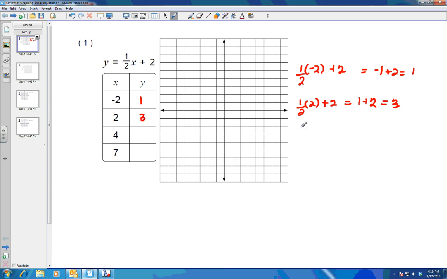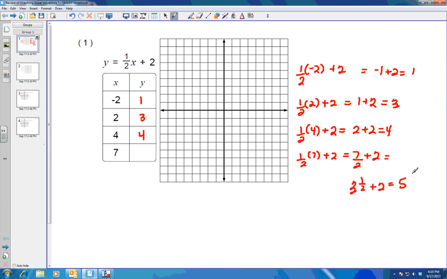Okay, I'm going to plug in 4. 1/2 times 4 plus 2. So 1/2 times 4 is 2 plus 2, so I get 4. And then I'm going to plug 7 in. 1/2 times 7 plus 2, that's 7/2 plus 2. Okay, so let's think about this. 7/2 is the same thing as 3.5 plus 2. So that's going to be 5 and 1/2, or I could call that 11 over 2. So since I'm graphing, I'm going to go ahead and call it 5 and 1/2.